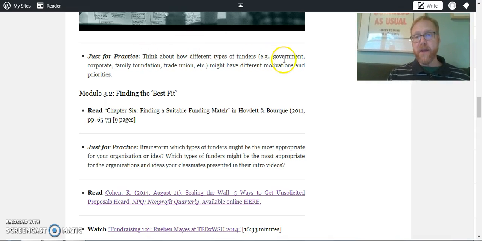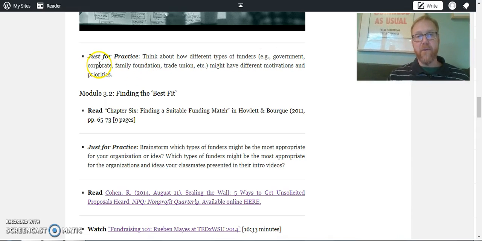So think about the kinds of agendas that the government, or government entities, might have related to your particular issue or topic, or your research idea, or your own project that you're trying to implement. Think about how politics influences the likelihood that it will be funded.